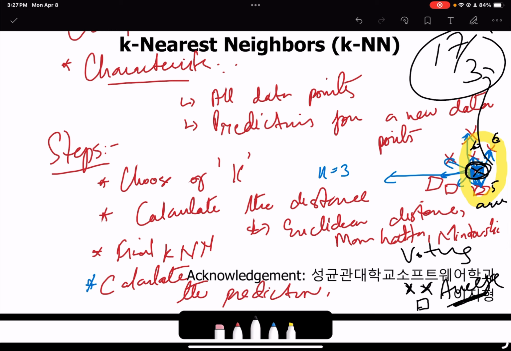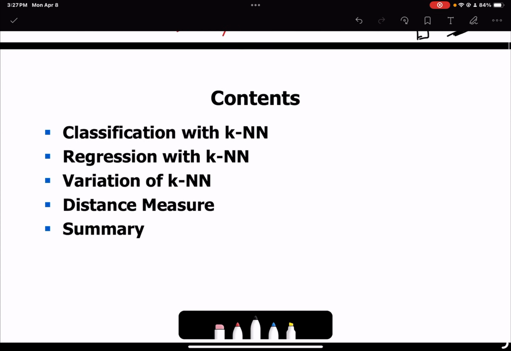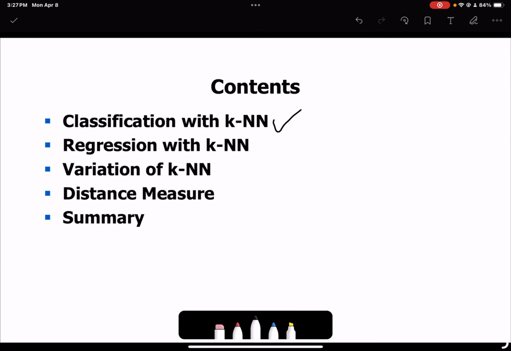So this is a brief introduction to the K nearest neighbor algorithm. We are going to study what is classification with KNN, regression, and then there's some study about variations of the KNN algorithm, and some of the distance measures that can be utilized to solve such kind of problems.